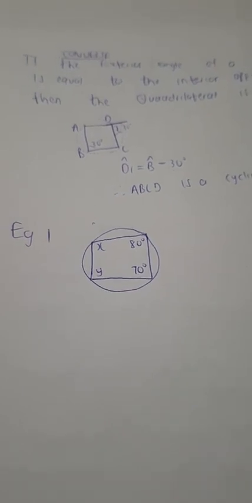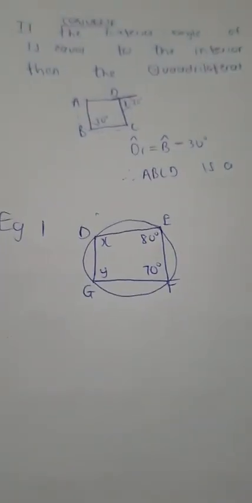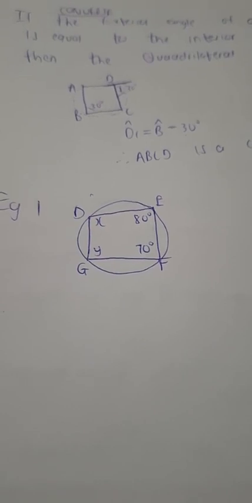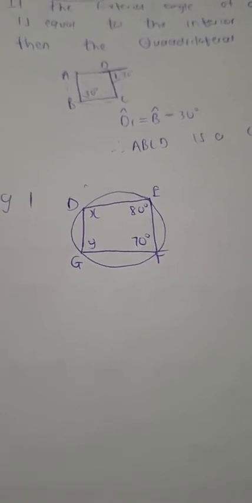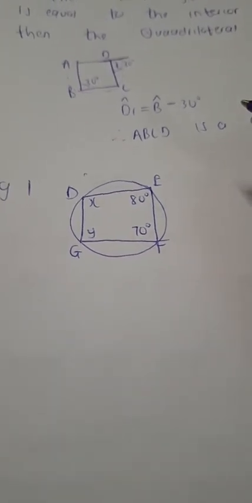Here we are. X, Y, 80 degrees, 70. We've got D, E, F, and G. Find X and Y, give reasons. Let's see. Anyone want to help us out there? What's the value of X? What's the value of Y?